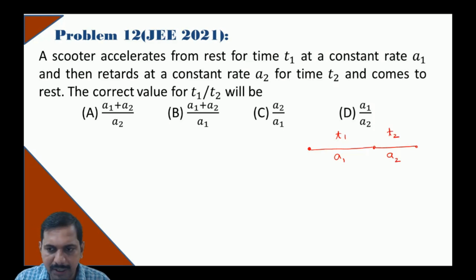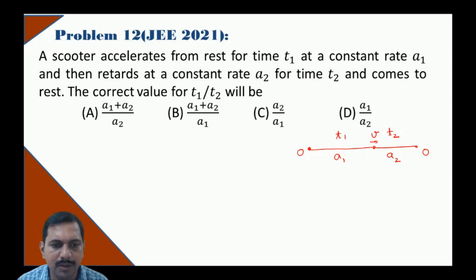for time t2. So when it reaches here, it reaches the velocity v. Here it is 0 velocity. I will not use the vector notation, so I will delete that and use only small v. And then it goes back to 0. So velocity goes from 0 to the maximum, which is v, and then again retards.